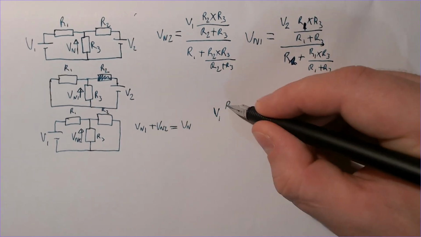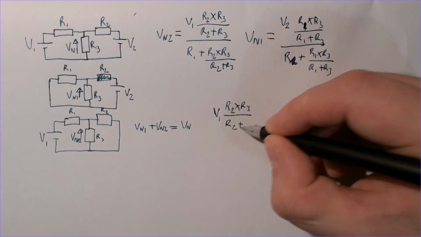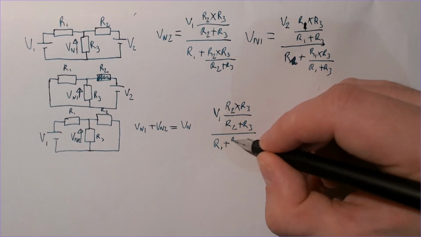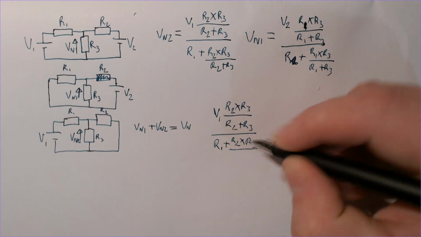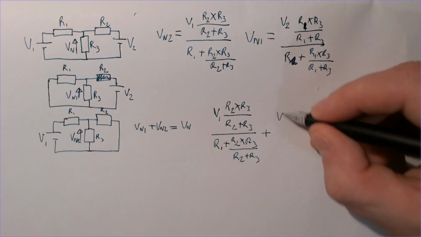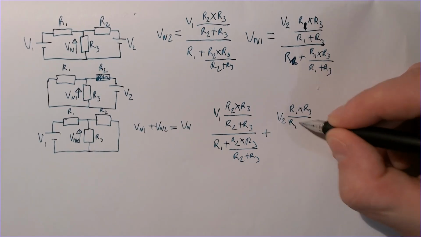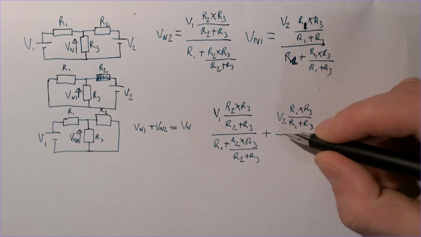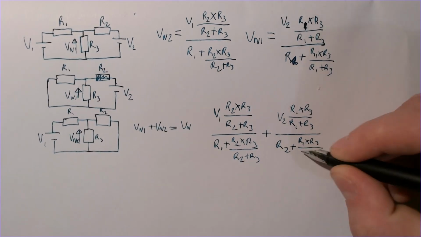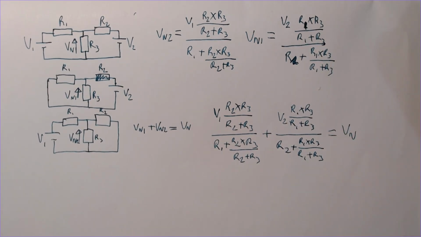V1 times R2 times R3 over R2 plus R3, over R1 plus R2 times R3 over R2 plus R3, plus V2 times R1 times R3 over R1 plus R3, over R2 plus R1 times R3 over R1 plus R3, equals Vn.